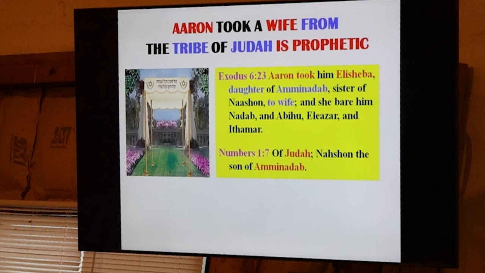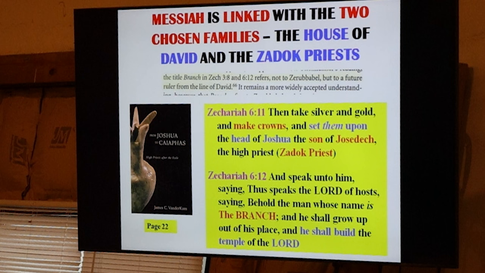Well, Aaron and his sons gets narrowed down to Eleazar, and that gets narrowed down to the Zadok priests. So God's chosen line among the priesthood is Zadok. His chosen line, his kingly line in Judah, is through the house of David. All right, so that is how Aaron, who took a wife from the tribe of Judah, that their marriage is prophetic. It's the coming together of the priestly line and the kingly line, the priest and the kingly line. So Messiah is linked with the two chosen families, the house of David and the Zadok priest.